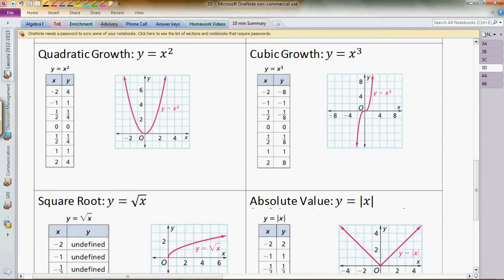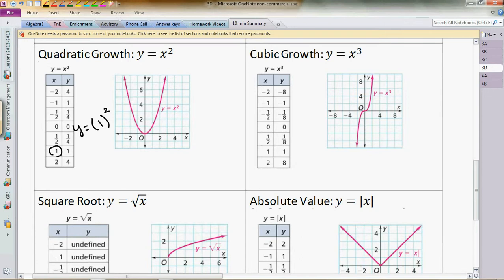The third one is the quadratic growth, which is y equals x squared. When x is 1, then y equals 1 squared, so you can put 1 here and y equals 1, and the graph will look like this big smile mark.